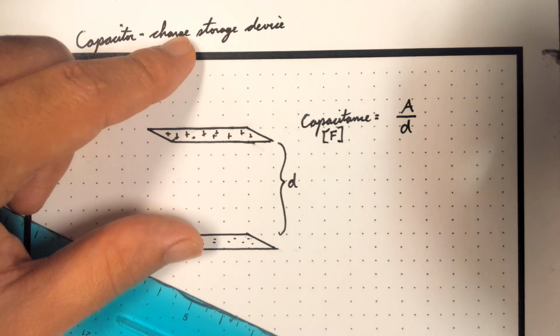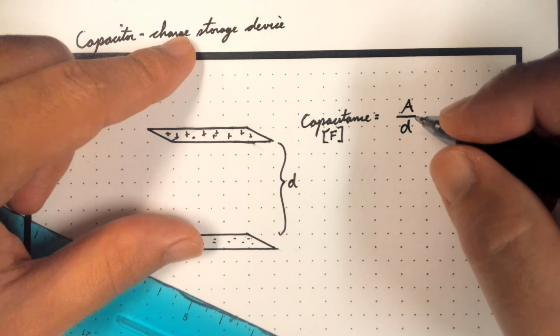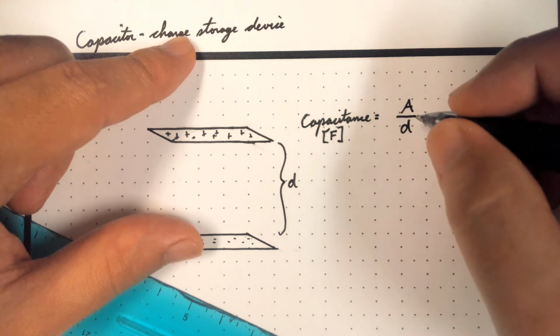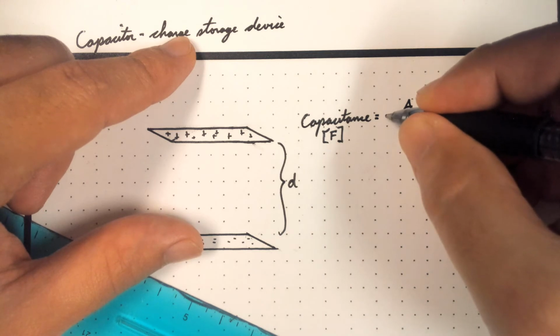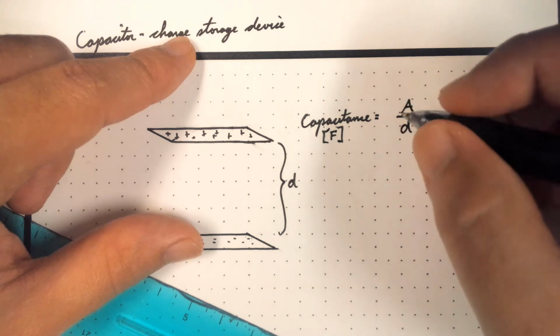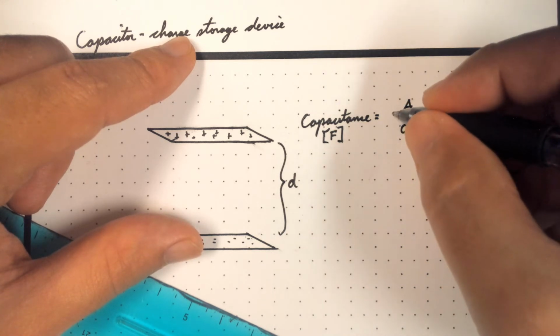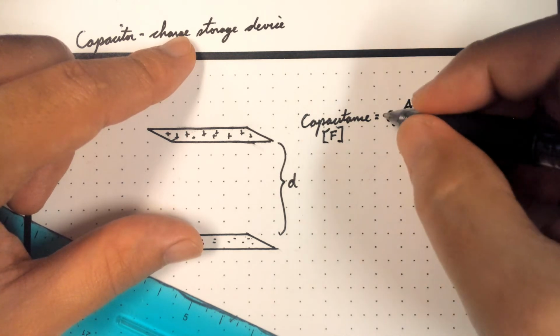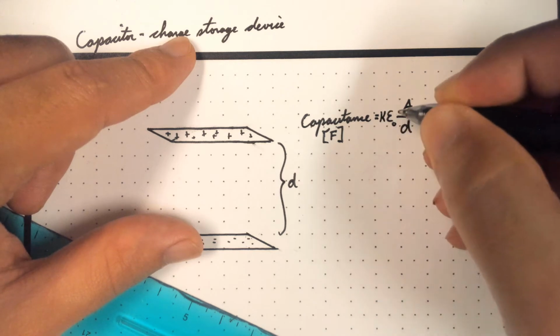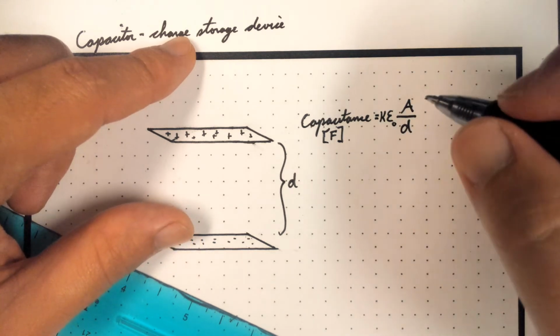And so if we look at the area of these plates and the distance d, the geometry is going to be very important here. And there's also going to be something called the permittivity of free space, which is going to be E naught. And there's also one more thing, this thing called K, which is going to be the stuff that you're going to put in between here.